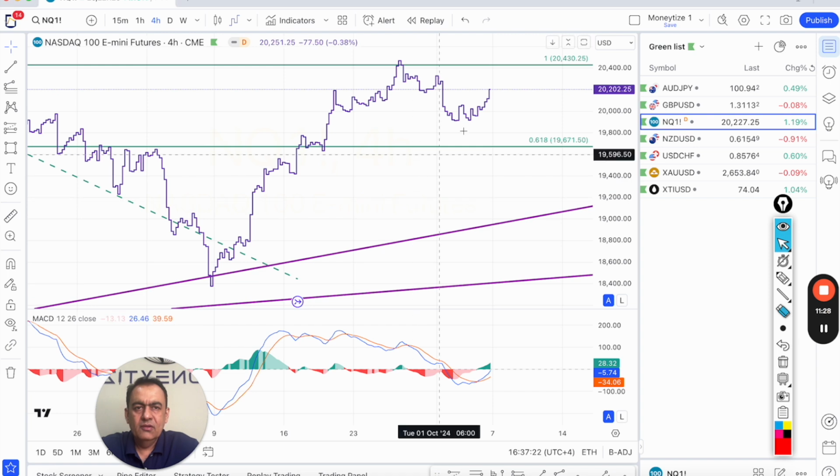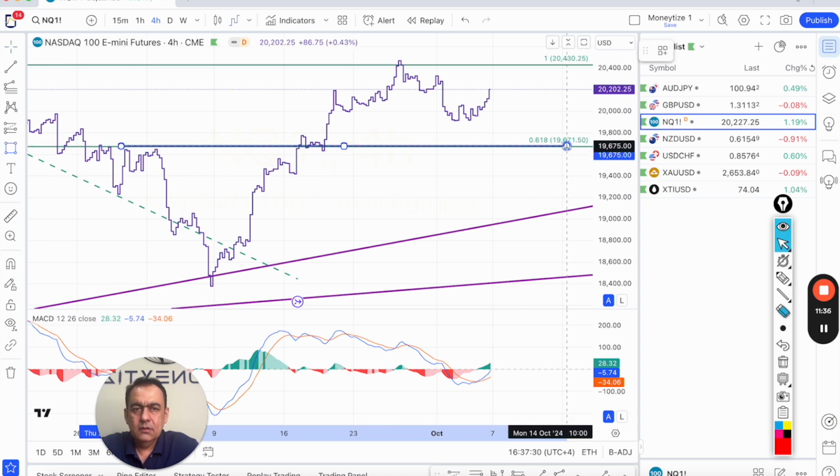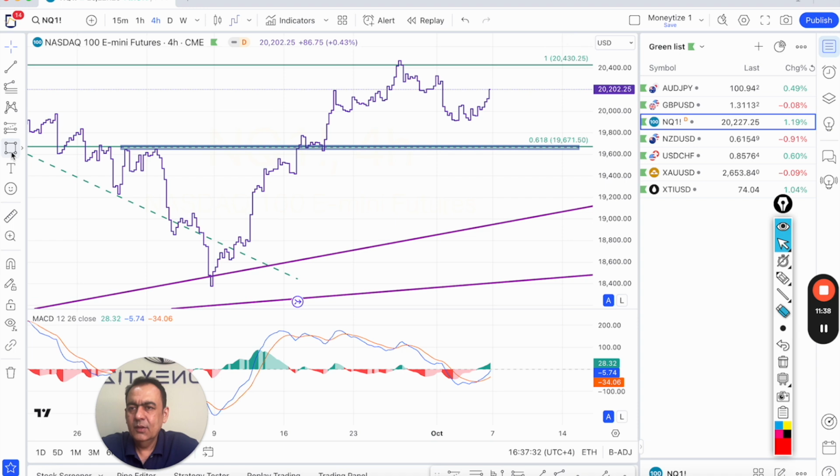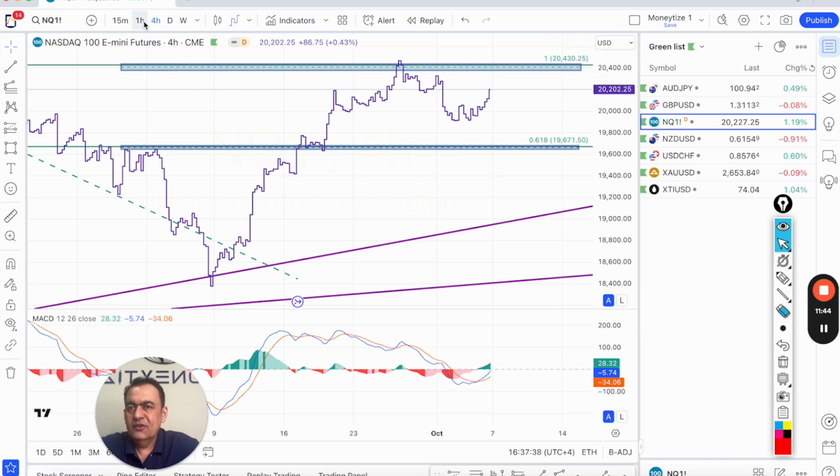So the crucial levels are 20,430 based on Fib extension and 19,621. So it might get range bound between 19,621 to 20,430. Now let's move on to the 1-hourly chart.